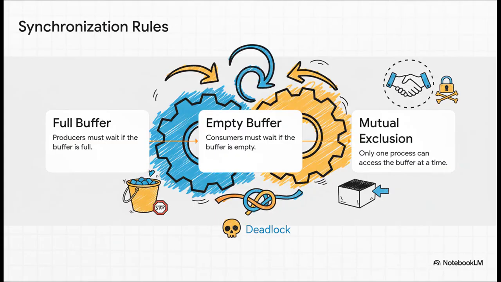Okay, so this setup creates three really critical rules that we have to enforce. Rule 1, producers can't add a new widget if the conveyor belt is already full. Rule 2, consumers can't try to take a widget if the belt is empty. And Rule 3, this is the most important one. You can never have two processes trying to touch the same spot on the belt at the same time. That's our race condition right there.